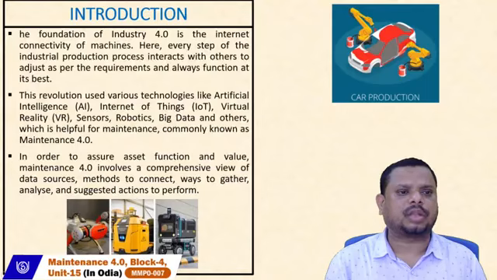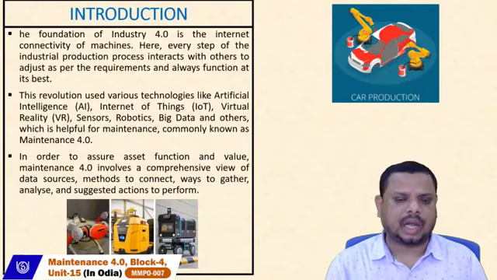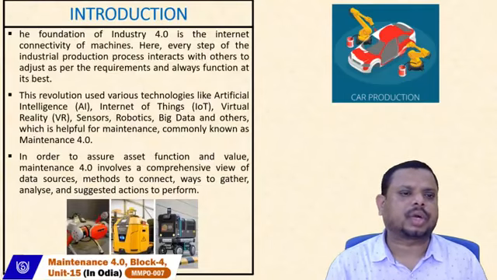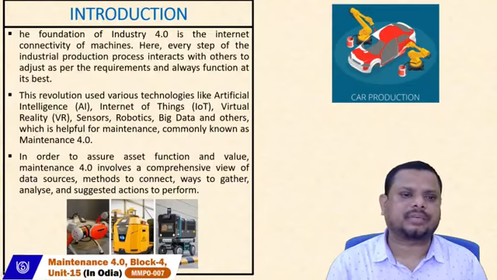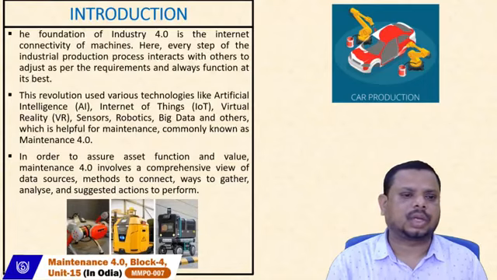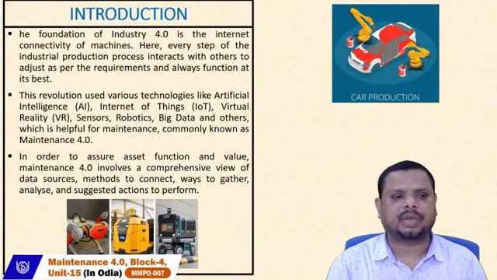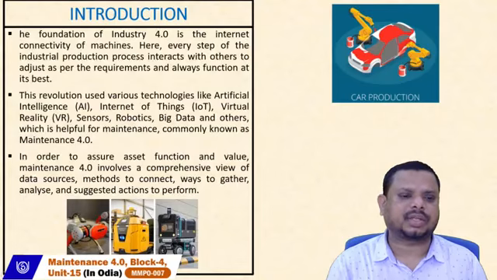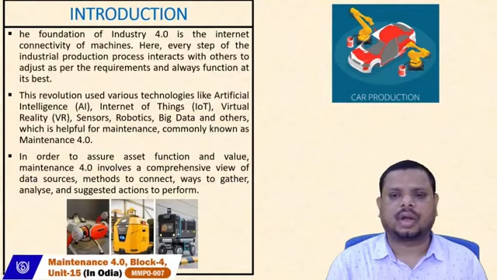So if you go to point number one, the foundation of Industry 4.0 is the internet connectivity of machines. I have already mentioned that condition-based monitoring is one of the best examples of internet connectivity of machines. Here every step of the industrial production process interacts with the others to adjust as per requirements, so it always functions at its best. Whether you choose technology like artificial intelligence, the Internet of Things, virtual reality, or the assignment of a number of sensors, you can also assign robotics, big data, and others, which are helpful for maintenance and commonly known as maintenance 4.0.